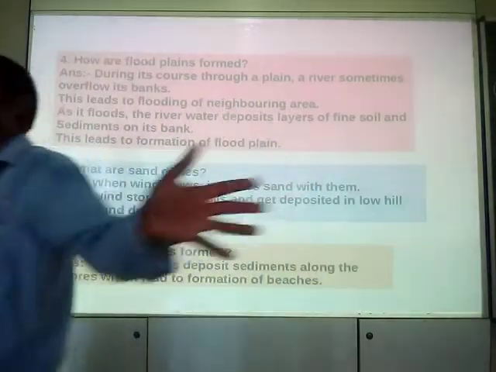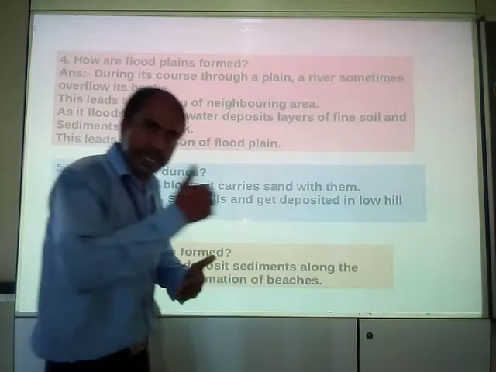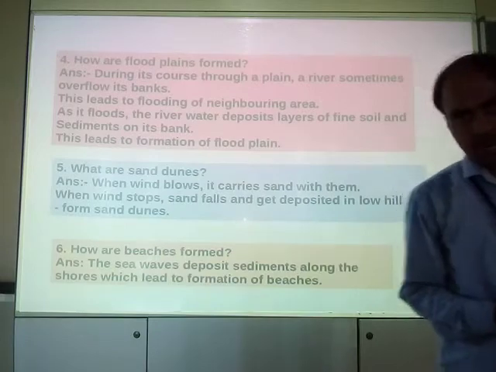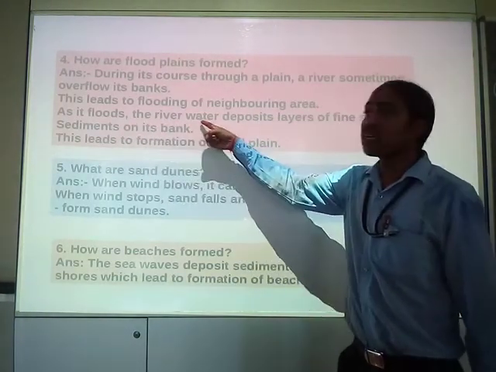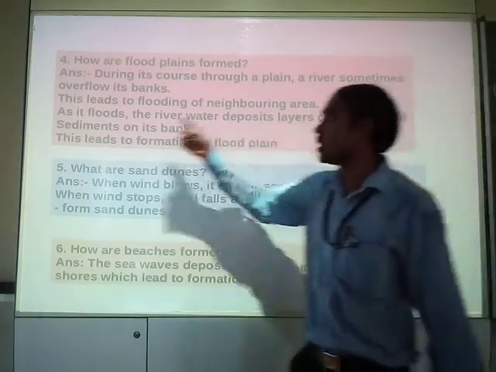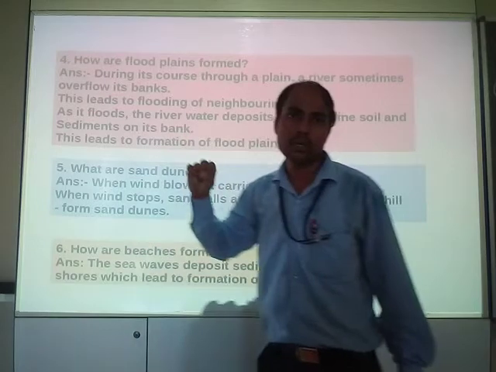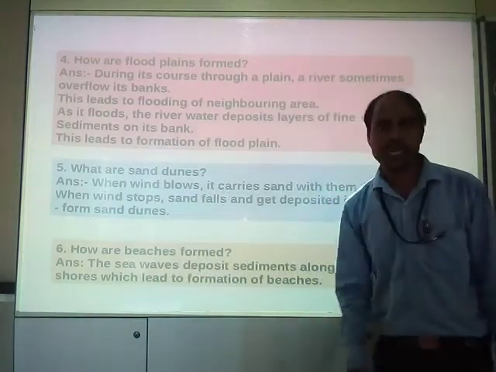Flood comes in the neighboring areas, or flood comes in the nearby areas. Clear? So as it floods, the river water deposits layers of fine soil and sediments on its bank. This leads to formation of floodplain.